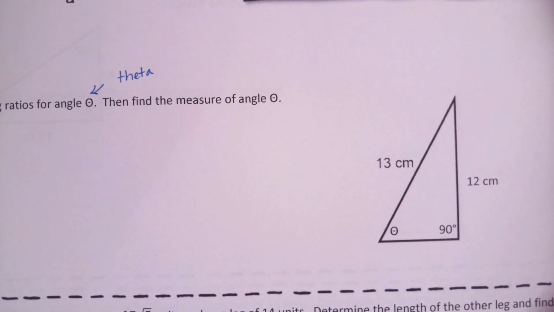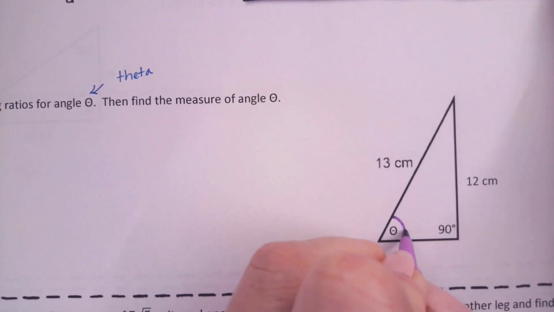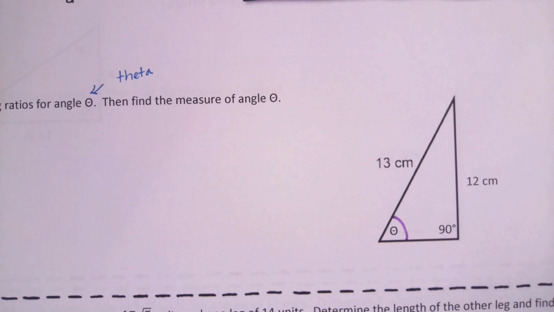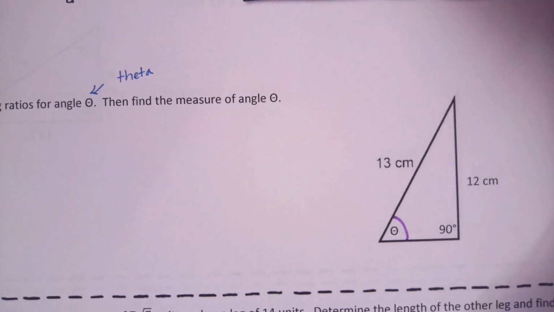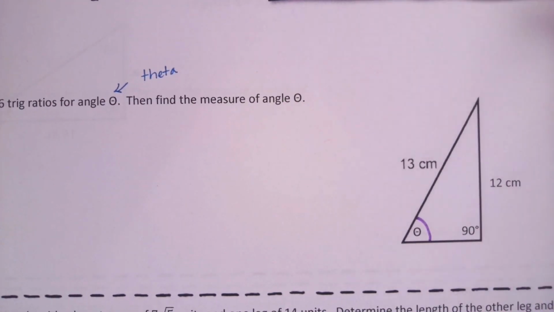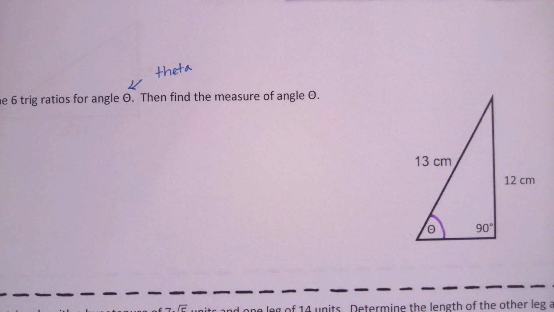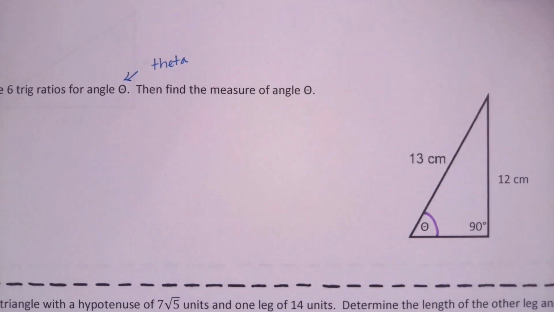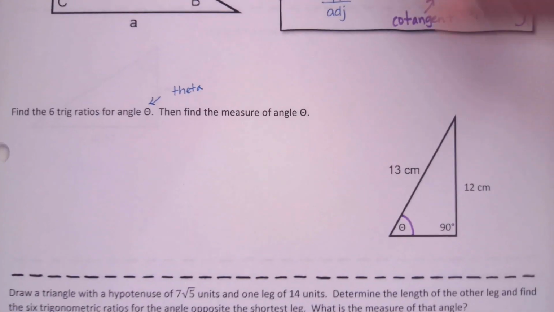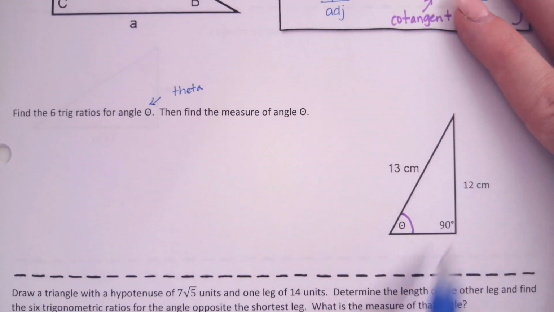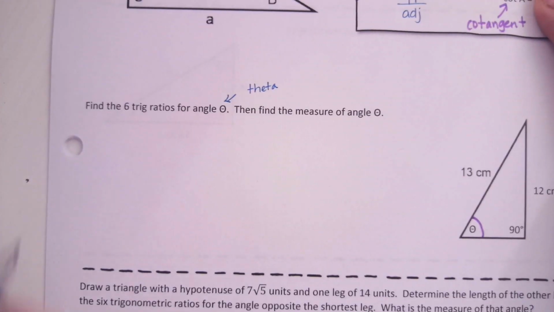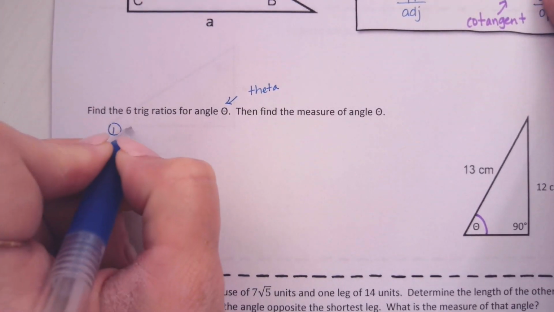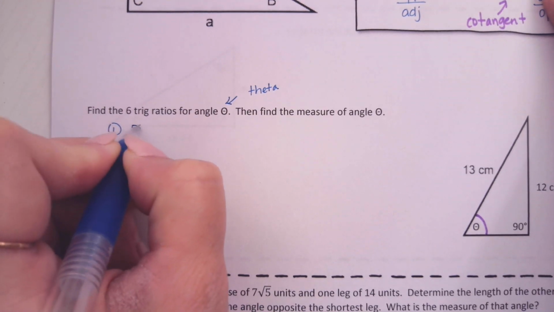Okay. So what we're going to do is we're going to be using angle theta as basically the reference angle for what is opposite, what is adjacent, what is hypotenuse. All right. So I'm going to start with, we do need to find a missing side before we can find all of our 6 trig ratios. Since this is a right triangle, how would we find a missing side? A squared. Yep.